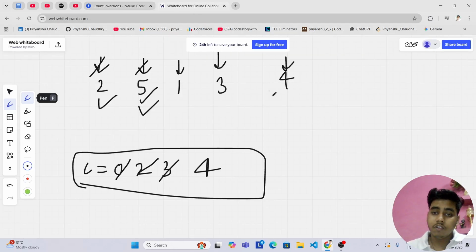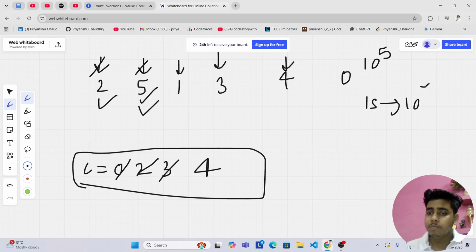But for checking all the elements greater than the current element before this element, we have to check all the elements. So this will take big O of n square. But how can we optimize this? The constraint was 10 to the power 5, and in 1 second we are allowed only about 10 to the power 7 operations. So we have to do this in O of n log n time complexity.